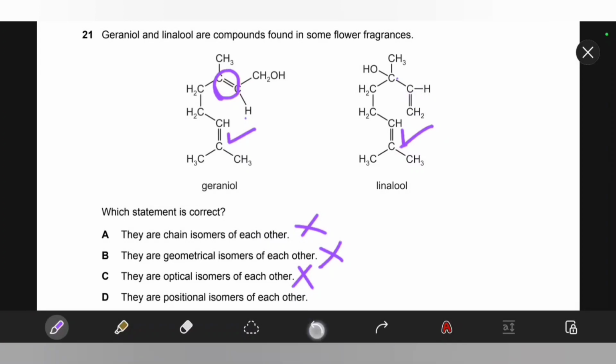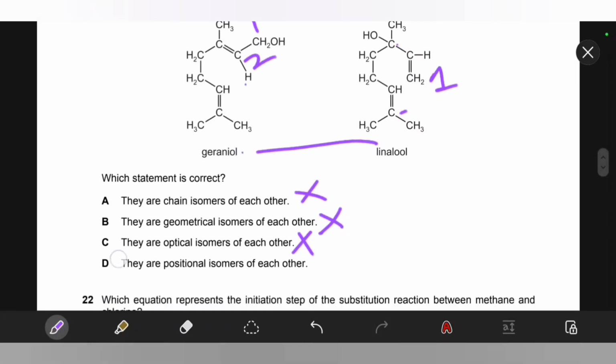So let's check. The second functional group is on the second carbon. If we count from here, 1, 2, it is on the second carbon, but here it is on the first carbon. So that means the functional group, which is the double bond, the alkene, its position is changed in these, so they are positional isomers of each other.